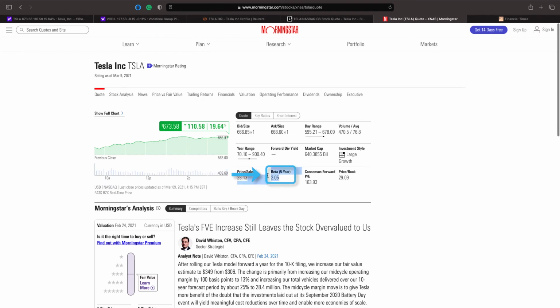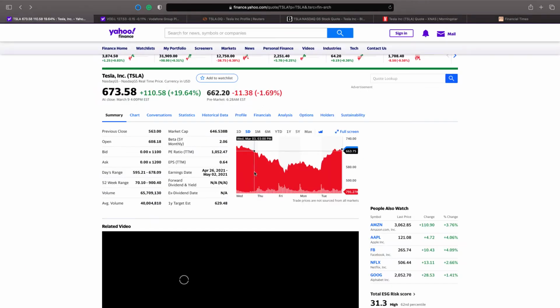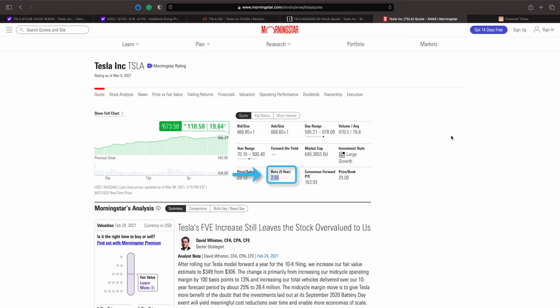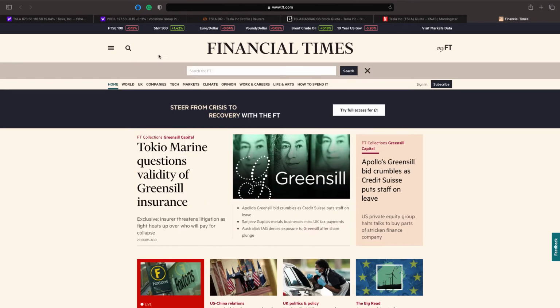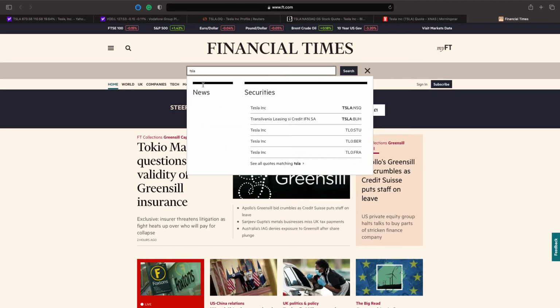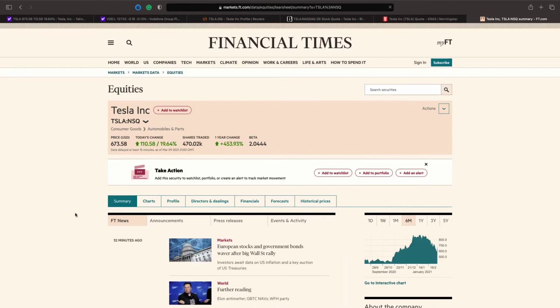Beta, okay, 2.05. So over here, Morningstar and Yahoo Finance seem to agree. 2.06 and 2.05, that's not a huge difference. It's still slightly different, as you can see, right? But it's not massively different. Let me just check the FT, search the FT, TSLA, Tesla. You're not going to give me the beta, are you? Beta 2.04. Okay, so 3 websites and 3 different values for the beta. Make of that what you will. But it's fairly consistent anyway.